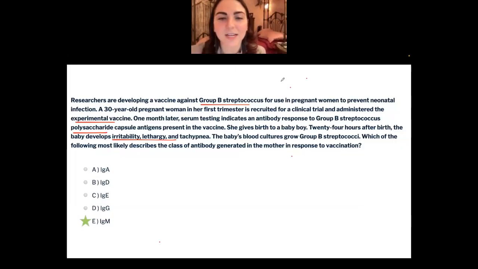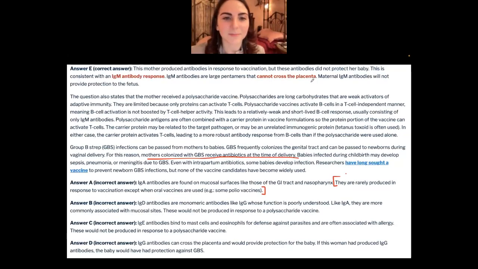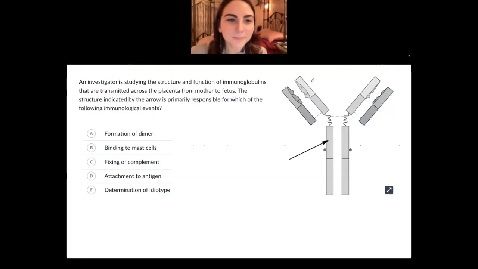There's a lot of stuff in here that you shouldn't know yet. But it was getting at whether you understand that if the baby has symptoms, the baby did not get protection via mom's IgG, which is the only one that can cross the placenta. So that means mom must have only made IgM. Okay, cool. Awesome. All right. Next one.